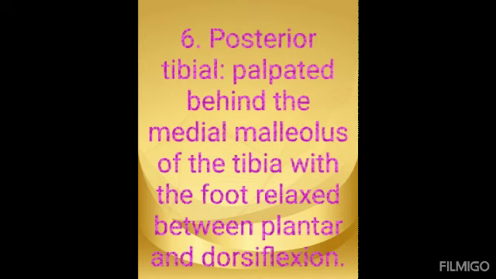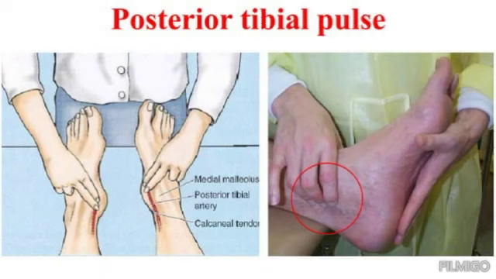And the sixth one is the posterior tibial artery, and it is palpated behind the medial malleolus of the tibia with the foot relaxed between plantar flexion and dorsiflexion. So the posterior tibial artery is also used to measure the pulse rate. So: brachial artery, carotid artery, femoral artery, dorsalis pedis, popliteal artery and posterior tibial artery. This picture shows the posterior tibial pulse.